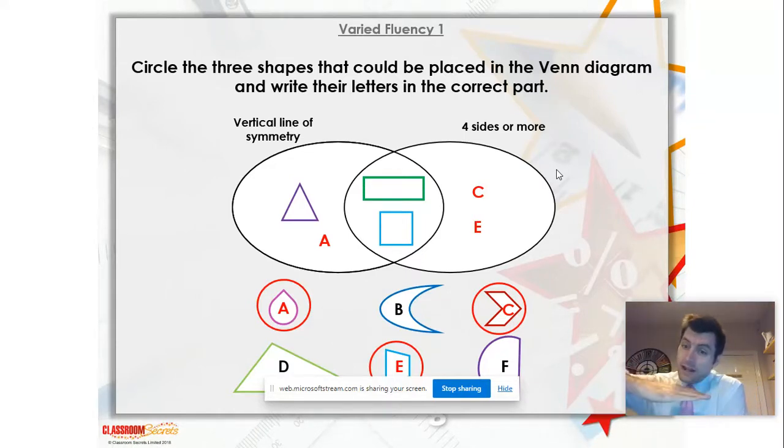Interestingly, if you tip that line round 90 degrees, you could cut through the middle of C, and therefore it's got a horizontal line of symmetry. So remember, vertical, looking for the camera, and then horizontal is that line that is flat across the horizon.